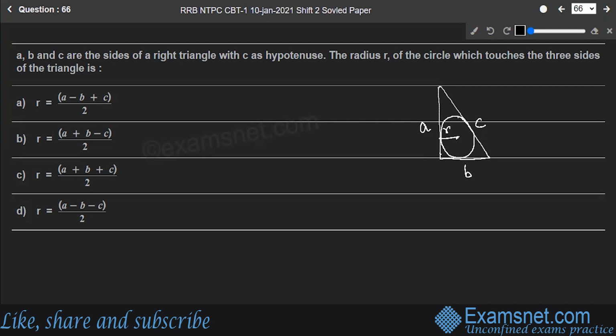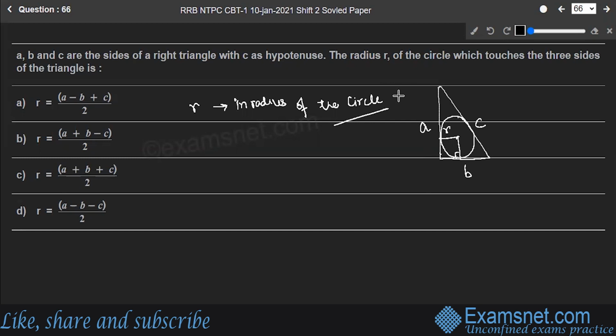So let's make a square over here. Correct. Now, this R is actually the inradius of the circle. We can go with all the calculations to find out this R. Definitely you can find out the value of R, but it will be very time consuming.